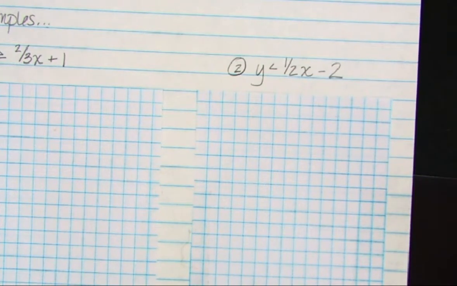The only time you can't use 0, 0 is if the line goes directly through the origin and through that ordered pair. You never want to use a point that's on the line. You always want to choose something off the line.